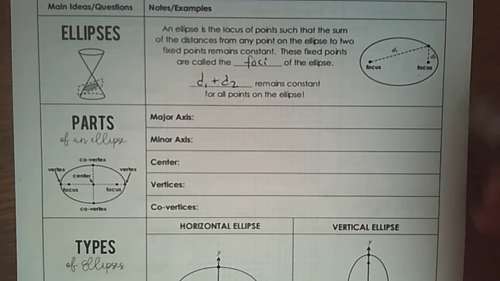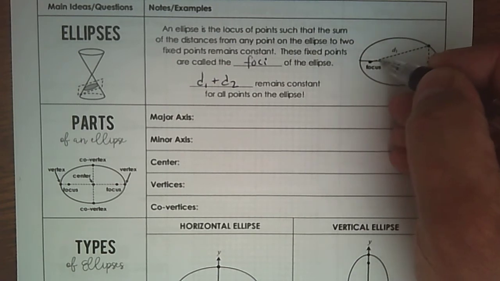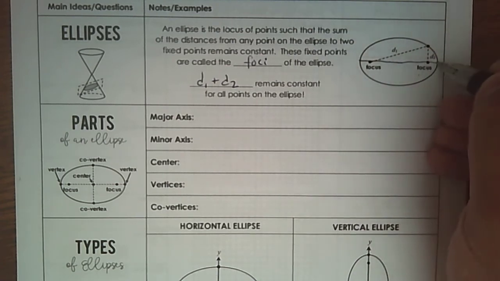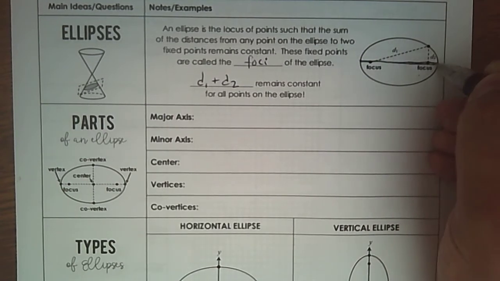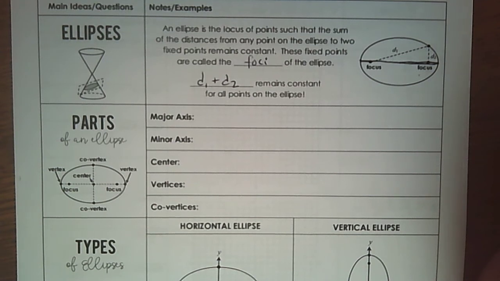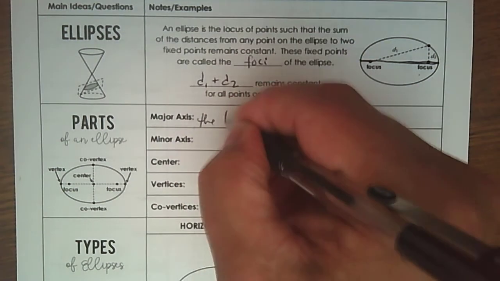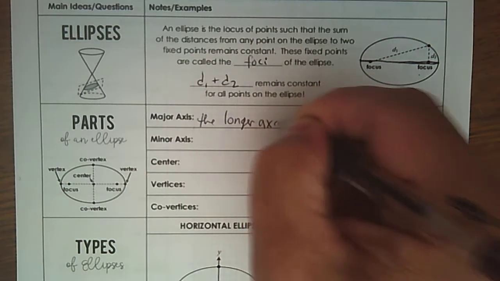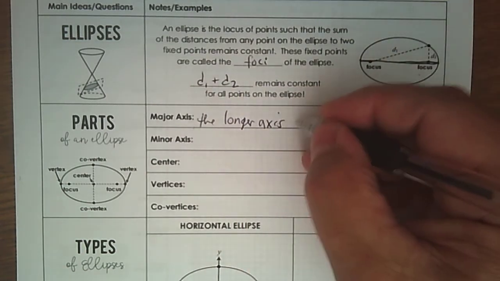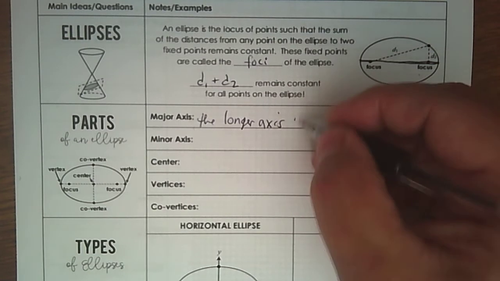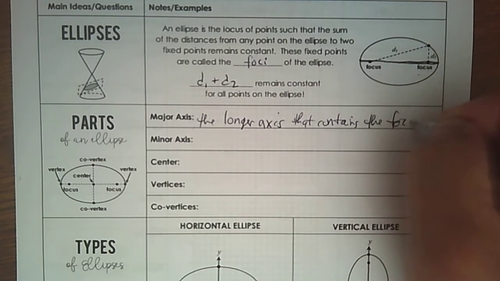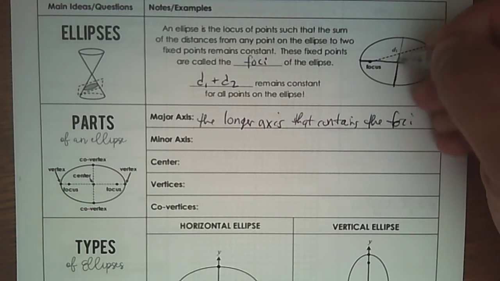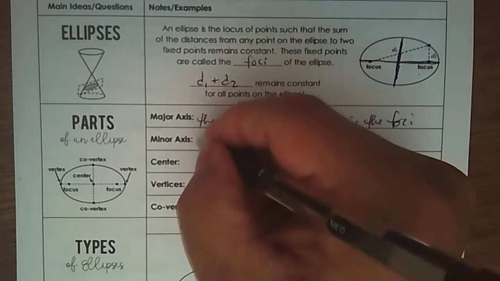So if I look at this ellipse, along the foci, if I draw a horizontal line through that, and because it's wider than it is taller, this is a horizontal ellipse. So the horizontal axis is called the major axis. So the longer axis is the major axis. And the longer axis contains the foci. The minor axis is perpendicular to it and cuts it exactly in half. So it's the shorter axis.